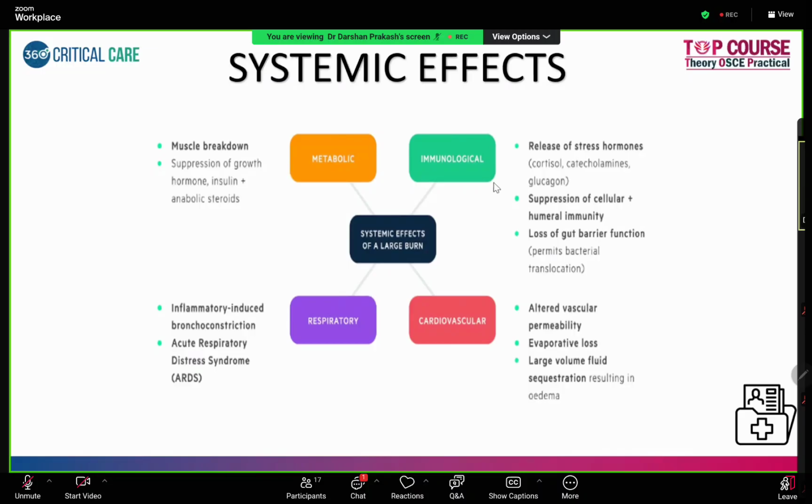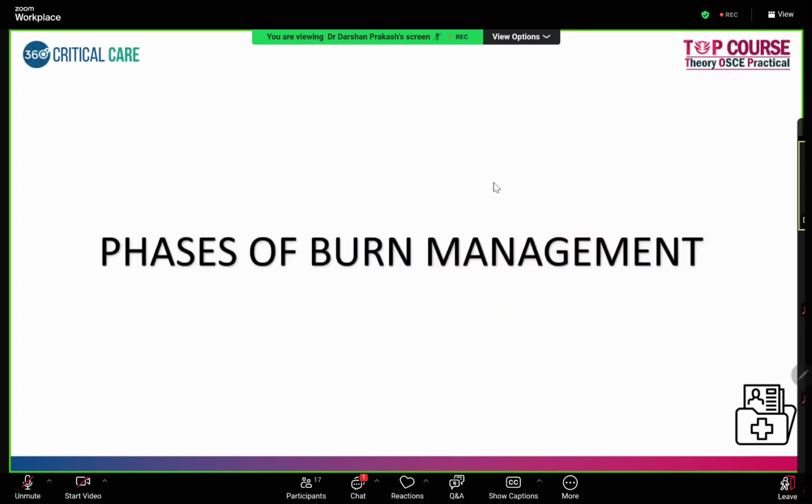Coming to cardiovascular systemic effect, it causes depression of the cardiovascular system directly or indirectly. Directly, it causes decreased cardiac output. Indirectly, it is because of hypovolemia, which leads to a decreased cardiac output state. Respiratory, it can start from as mild as a bronchoconstriction or a wheeze, and go as severe as pulmonary edema and sometimes a state of ARDS. Okay, so these are the systemic effects of a large burn.